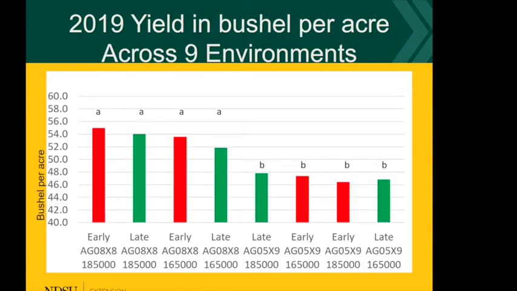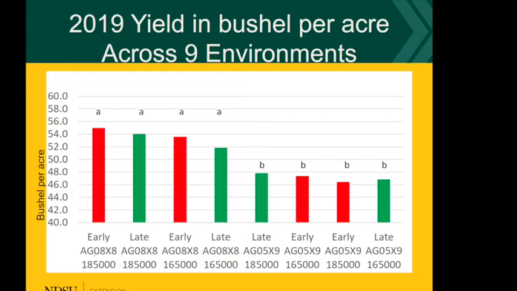Now, the question that I was asking is, what about the combination? So here I'm looking at the early and the late planted. The early planted is in the red bar. If you look here at the A's above this group, that group is similar in significance, but it is all higher than the second group. So what is the difference?